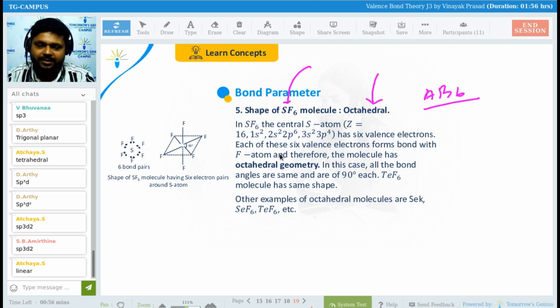Suppose AB4 type is there. Its geometry will be what? Tetrahedral or not? First tell me that. If AB4 type is there, their hybridization is sp3, and their geometry is tetrahedral. Everyone is clear? Till here, is there any doubt?